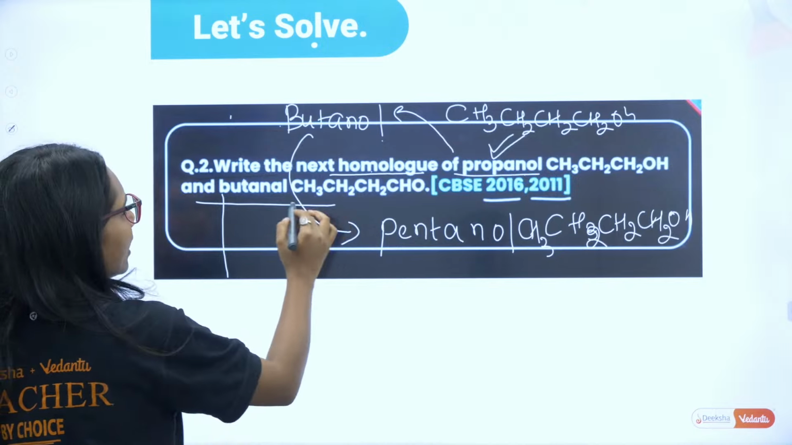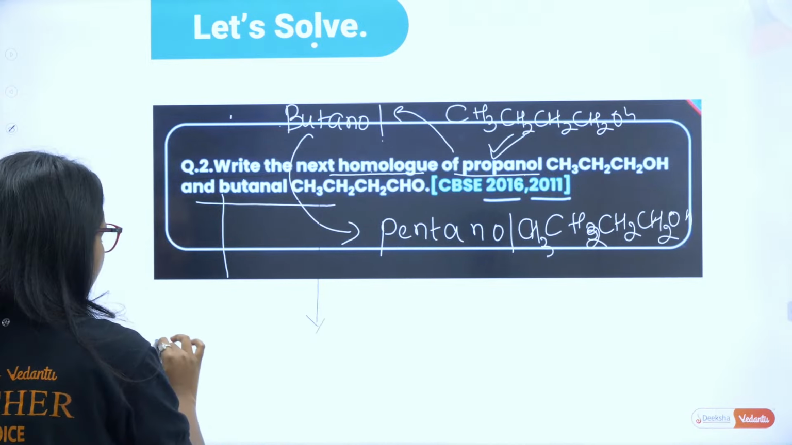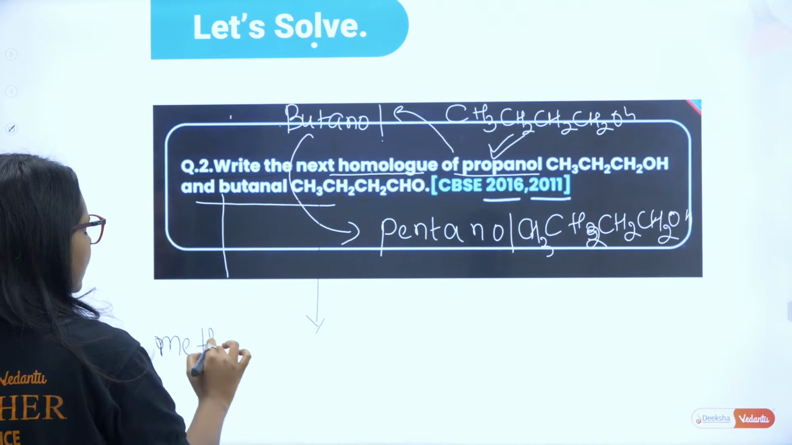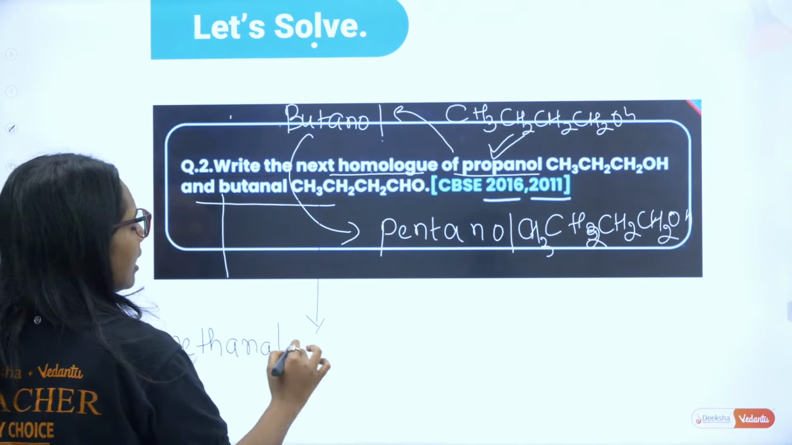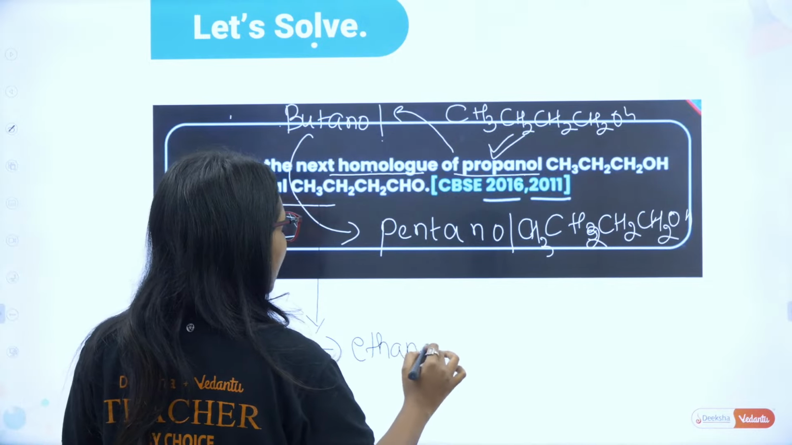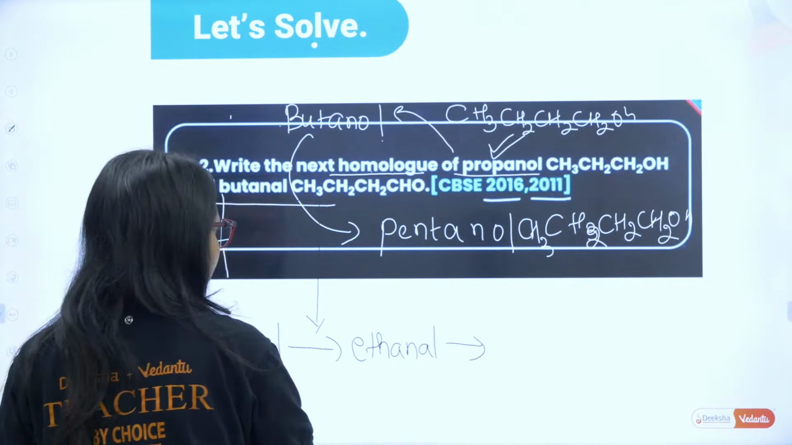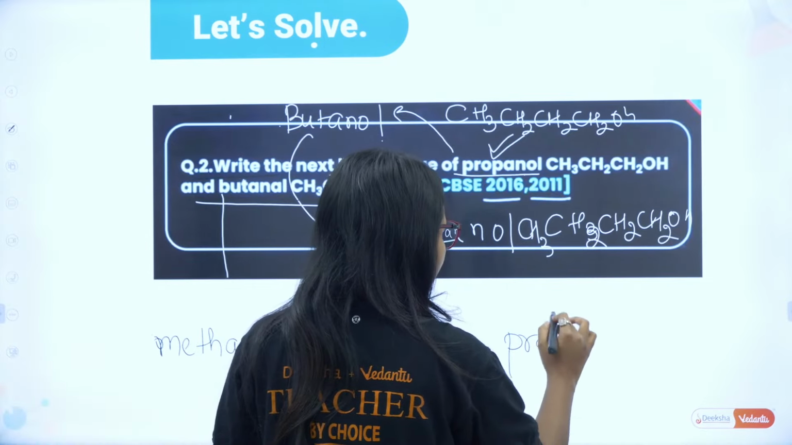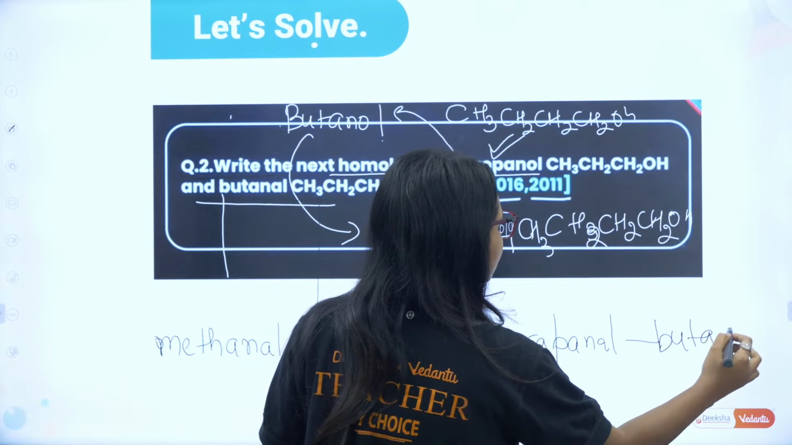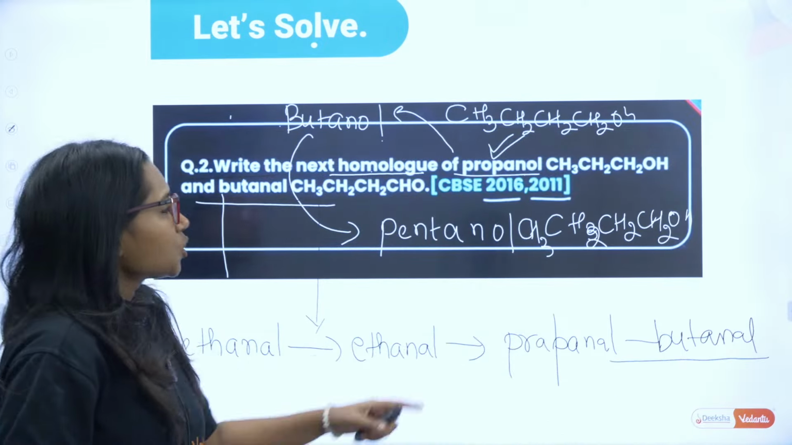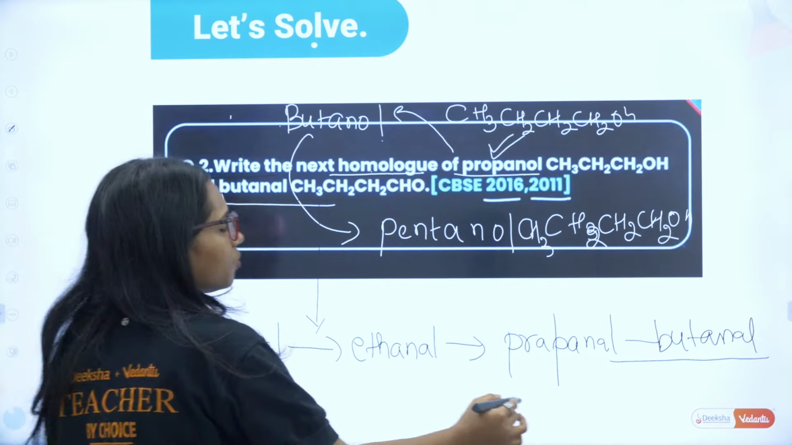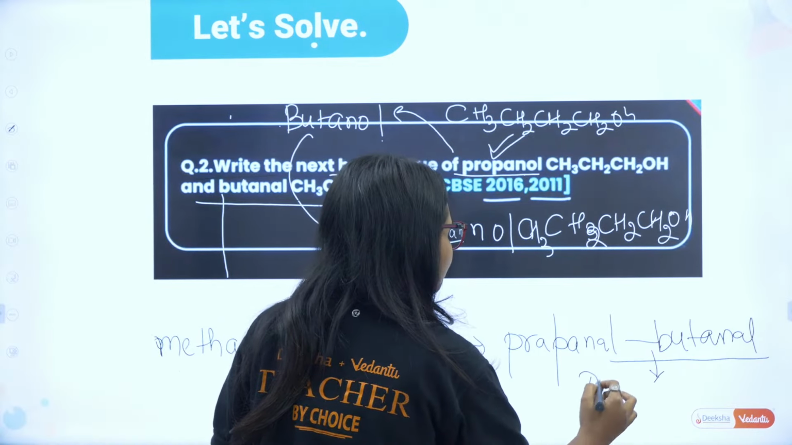So after butanol, see here, we start with methanol, correct? After methanol, what comes? Ethanol, one carbon next. Then propanol, correct? And then we have butanol, correct? So after butanol, what will come? One carbon extra, that is going to be pentanol.